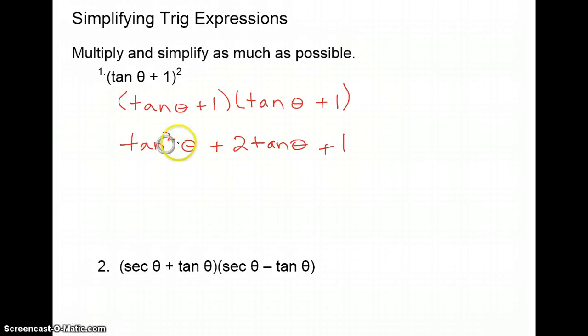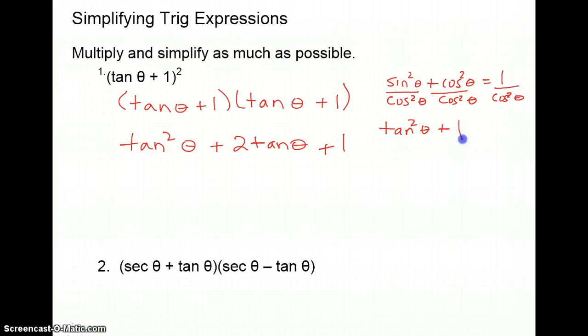Now don't we have an identity that we can replace with tangent and 1? Well, if you remember, we had sine squared of theta plus cosine squared of theta equals 1. And then if I wanted to get tangent squared, I would have to divide this by cosine squared. But of course, if I do it to one thing, then I got to do it to everything. So this would give me tangent squared of theta plus 1 equals secant squared of theta.